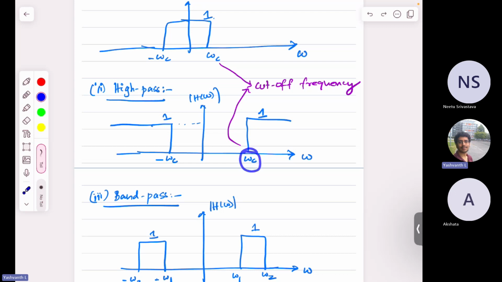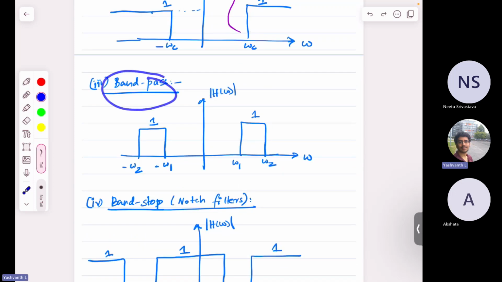Now this omega c, in the low pass or high pass filter, is called the cutoff frequency. That is the threshold frequency beyond which the output signal will not contain the undesired frequencies. For example, in the case of a low pass filter, any frequency above this cutoff frequency will be absent at the output. Similarly, any frequency less than omega c in the case of a high pass filter will be absent in the output of such a system.